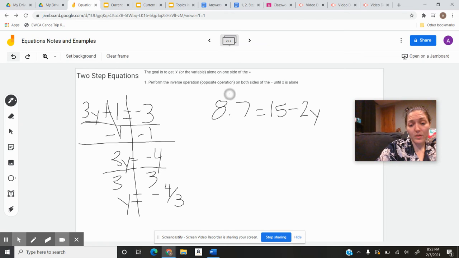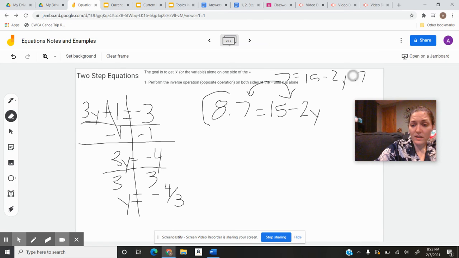Okay, number 8 on your assignment. I chose this one because sometimes kids get a little confused or freaked out when the equation is flipped around more than usual. So usually they have like 15 minus 2y equals 7. This is the same equation except the 7 is on the other side. And sometimes that can kind of freak kids out. So we're going to go ahead and do that one so that you don't feel freaked out.